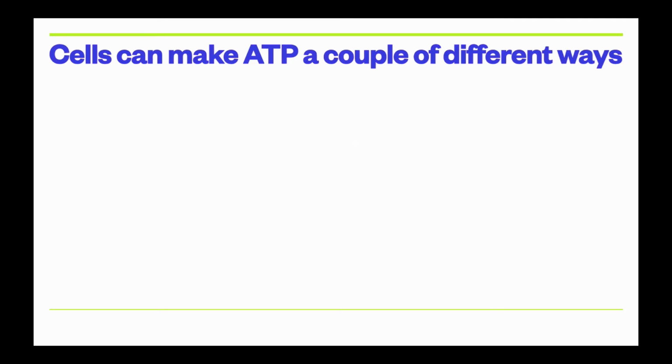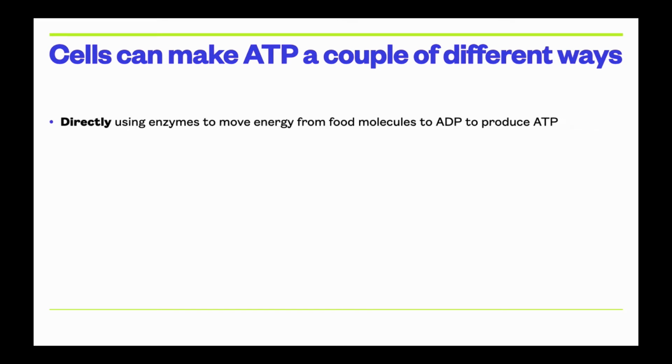Now, cells can make ATP a couple of different ways, and I'm going to break these up into direct versus indirect. The direct production of ATP happens when an enzyme transfers energy from a food molecule directly to ADP and in the process phosphorylates it to change it into ATP. It's using enzymes. Indirect ATP production involves a lot of complex structure, and we're going to talk about that when we talk about chemiosmosis. So I'm going to save that for later.